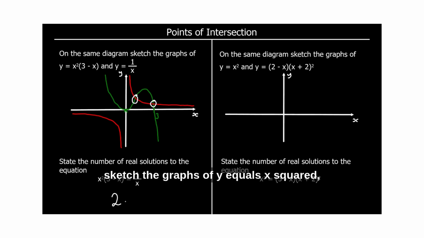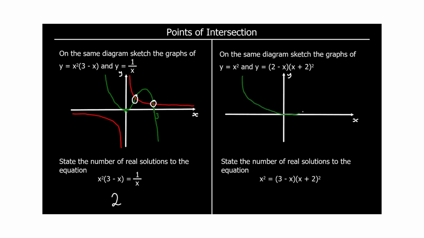So on the same diagram, sketch the graphs of y equals x squared and y equals 2 minus x times x plus 2 squared. So y equals x squared first, goes through 0, 0, and it makes that kind of shape, a U shape. Not the best drawing.